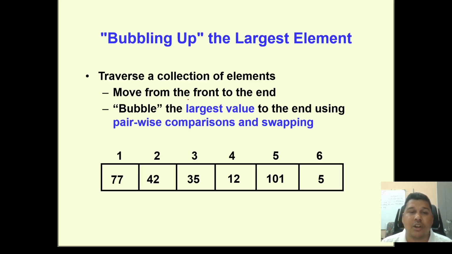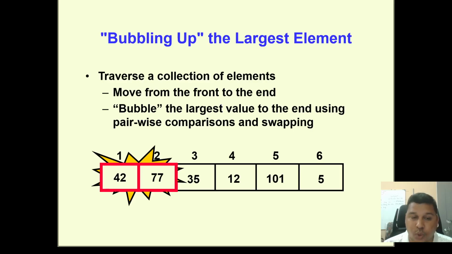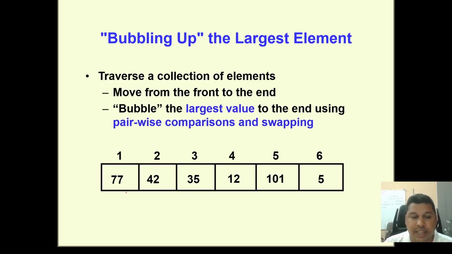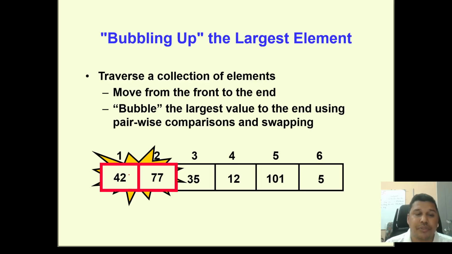So what is the logic here? Move from the front to the end, bubbling the largest value to the end by using pairwise comparisons and swappings. Let's see how we do this for this example. First I have to compare these two elements, 42 and 77, and check which is bigger. They are both in the right location: 42 is small and 77 is large, so I will not change the order.